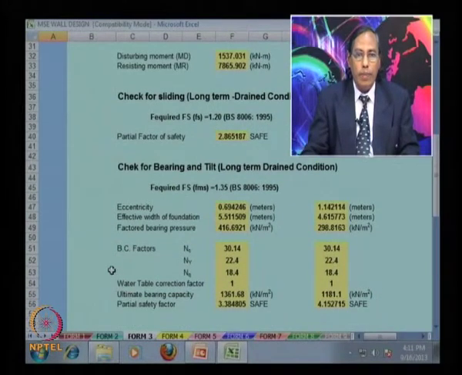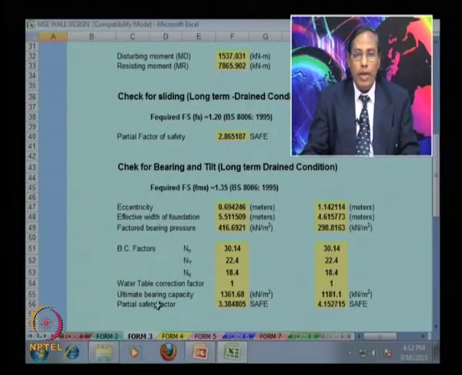Now you know the bearing capacity factors: NC value 30.14, N gamma 22.4, NQ 18.4, and water table correction factor is equal to 1 for A, and similarly for B. So you can calculate the ultimate bearing capacity, that is 1361.68 kilonewton per meter square for A and 1181.1 kilonewton per meter square for B.